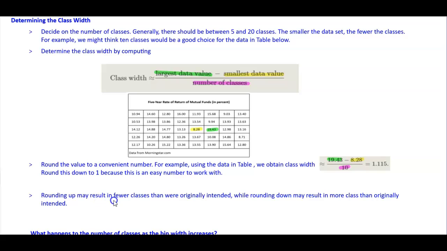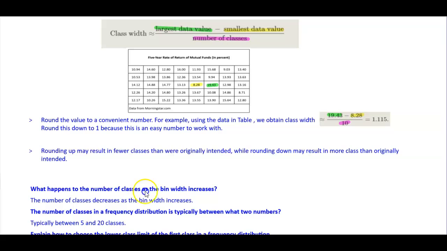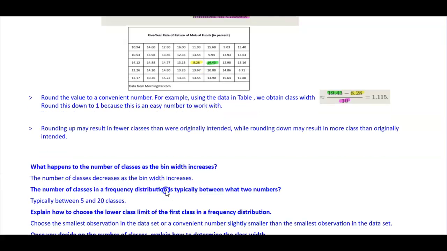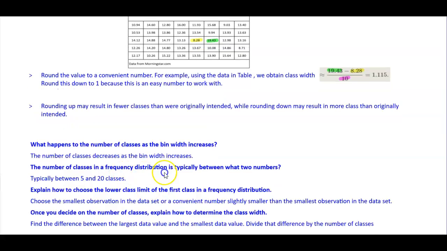Now, rounding up may result in fewer classes than were originally intended, while rounding down may result in more classes than originally intended. So that's how you find the class width if it's not given. Now, what happens to the number of classes as the bin width increases? Well, as the bin width increases, the number of classes decreases. The number of classes in a frequency distribution is typically between what two numbers? Well, it's typically between 5 and 20.